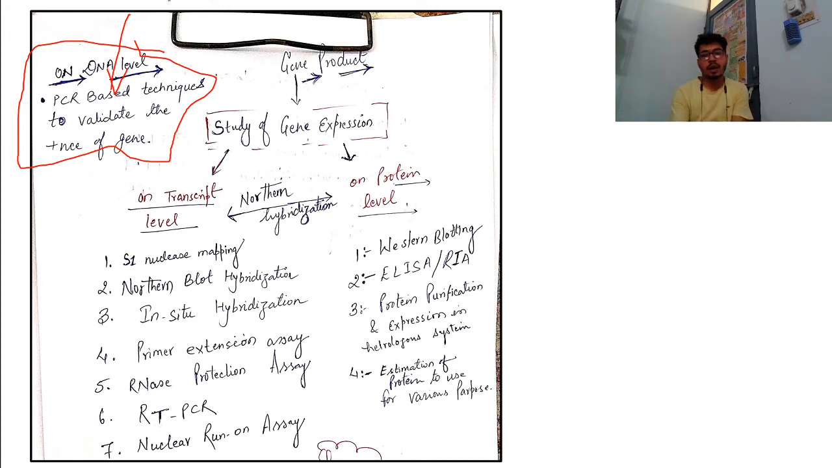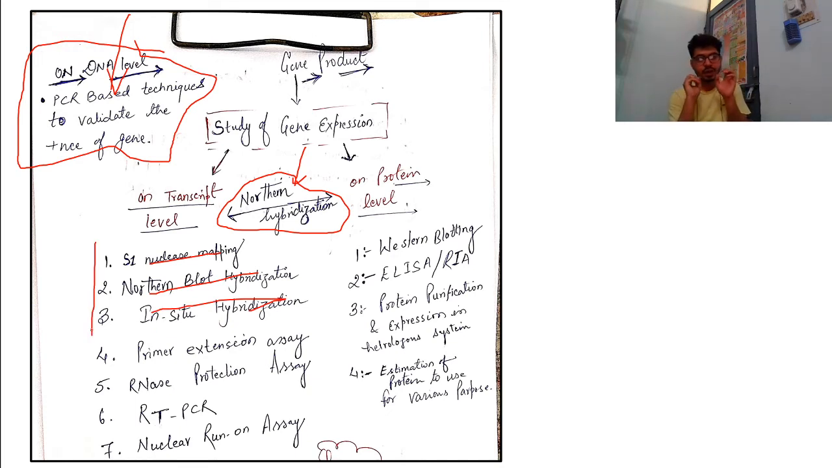So on RNA, if you want to study RNA or a transcript of RNA, you will use northern hybridization. So on transcript level, how many processes are involved: S1 nuclease mapping, northern blot hybridization, in situ hybridization, and functional genomics approach. These are very important. Okay, not for protein biologists, but for functional genomics, all these things are very important.